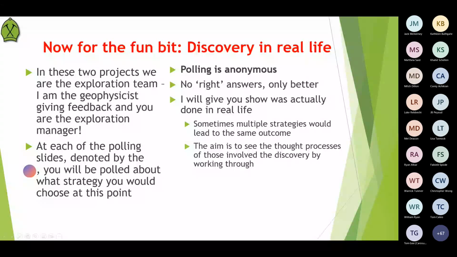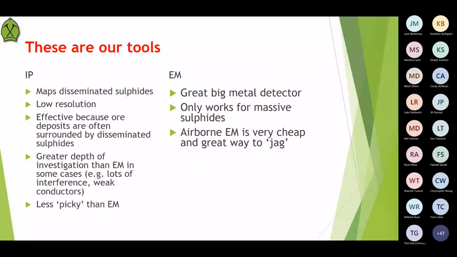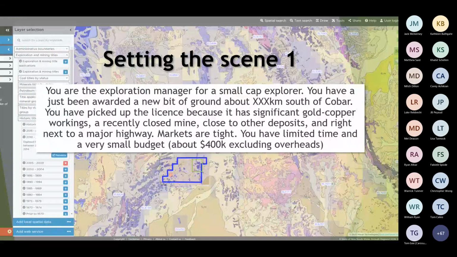A fractured fantasy based on a real life discovery near Cobar. It is obviously fairly closely based on what actually happened. So we are a small cap explorer. We've just amazingly picked up this vacant ground quite close to Cobar. It's on a highway. It's got really good gold and copper, a recently closed mine. It's close to other really significant deposits. And being on a highway makes it a pretty good prospect as well, because you've got really good access. But markets are tight, and of course you have no money, so $400,000 doesn't go for much, really.